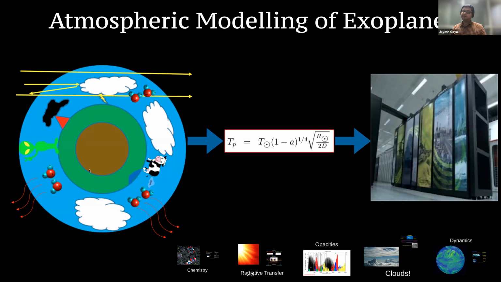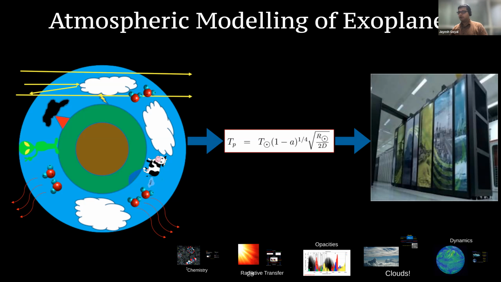So it has different components: chemistry, radiative transfer, opacities, clouds, dynamics. All of these things come together to make a model. Basically, you want to simulate the entire planet's atmosphere. That is your ultimate goal. But frankly speaking, it's not that easy. The complete model is difficult.